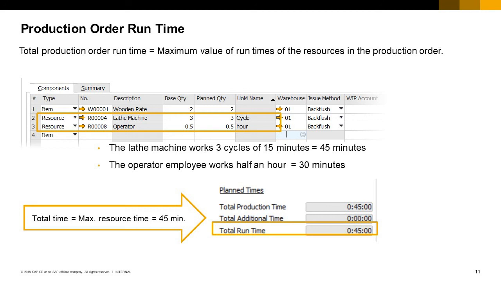To produce this bill of materials, 3 cycles of the lathe machine are needed. Since each cycle equals 15 minutes, 3 cycles are equal to 45 minutes. In addition, half an hour, 30 minutes, is needed from the operator. The total runtime of the production order equals the maximum resource production time, which is 45 minutes. Note that this scenario is for a non-routing production order. To learn more about production orders with routing, refer to the course Production Process.